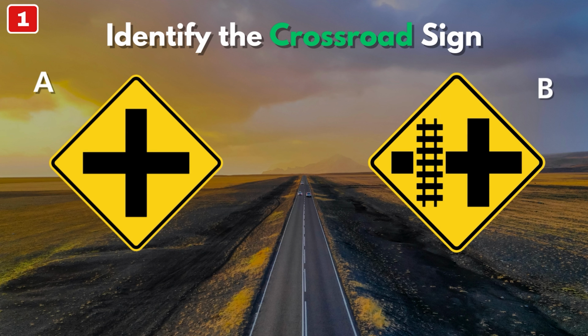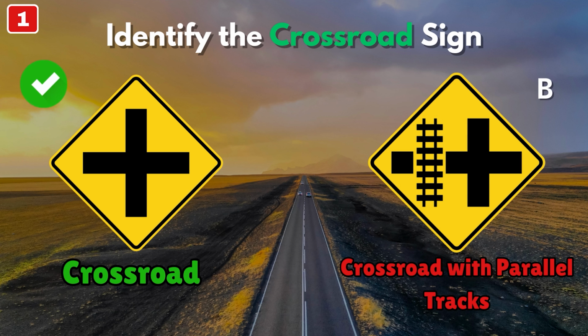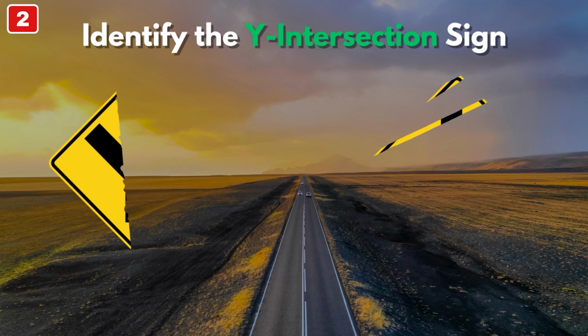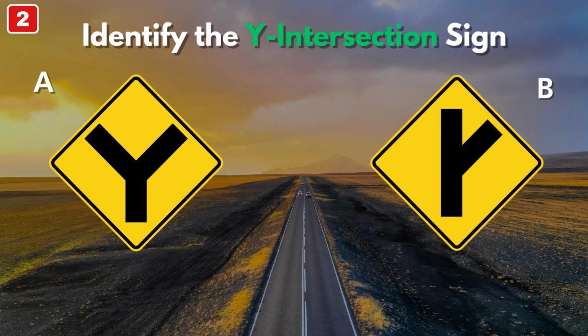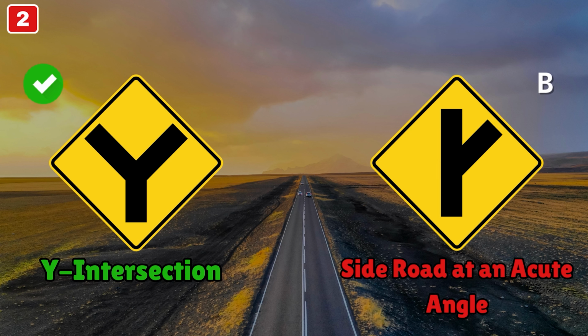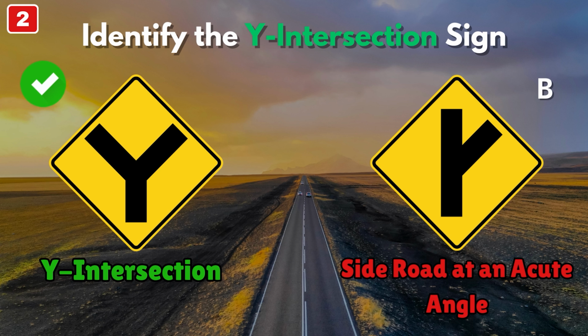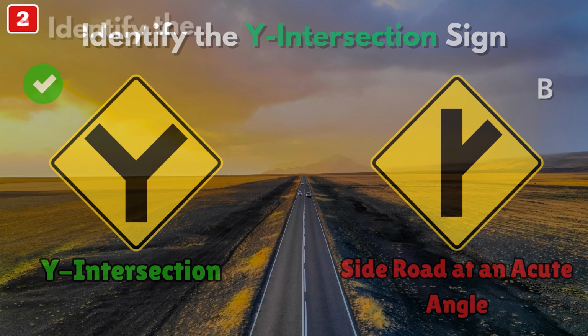Identify the crossroad sign. Well done. A is the crossroad sign. Identify the Y intersection sign. Correct. A is the Y intersection sign.